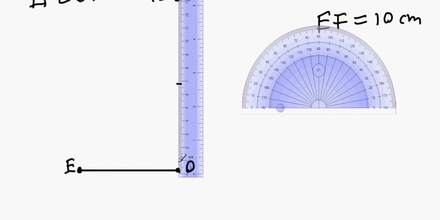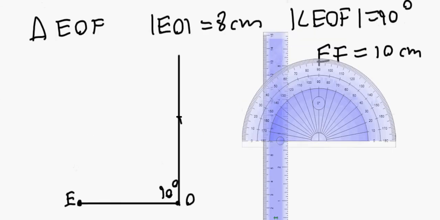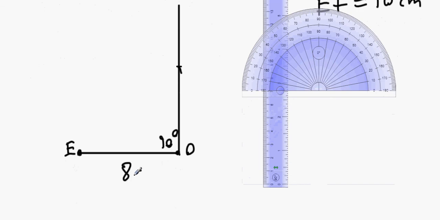That is our length of 7 centimeters. There we go. Okay, so we have our right angle triangle there. That is the 90-degree angle, and this here is 8 centimeters long. And now we've got our 10 centimeter hypotenuse.